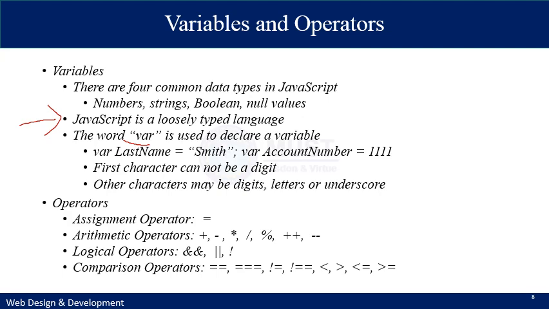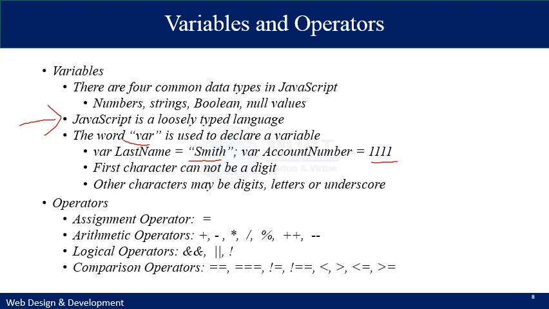For example, you can use the var to assign a string. You can use the same var to assign a number or a boolean or another value such as an array or any other object. So naming conventions are similar: the first character cannot be a digit, and you can use an alphabet or underscore as the first character for specifying the name of variables. Apart from the first character, other characters may be digits, letters, or underscore.